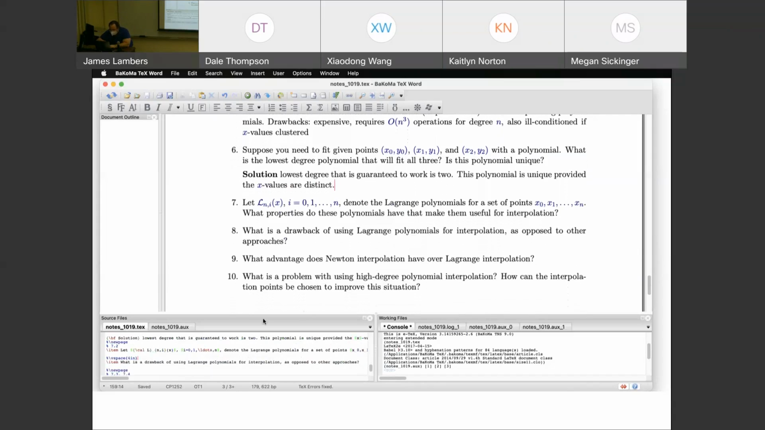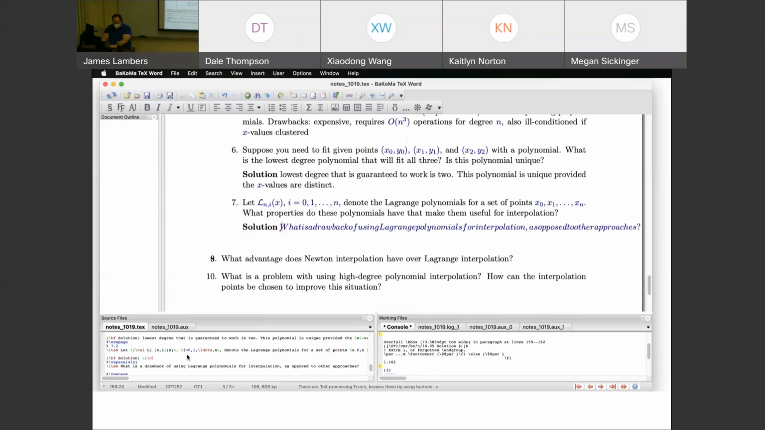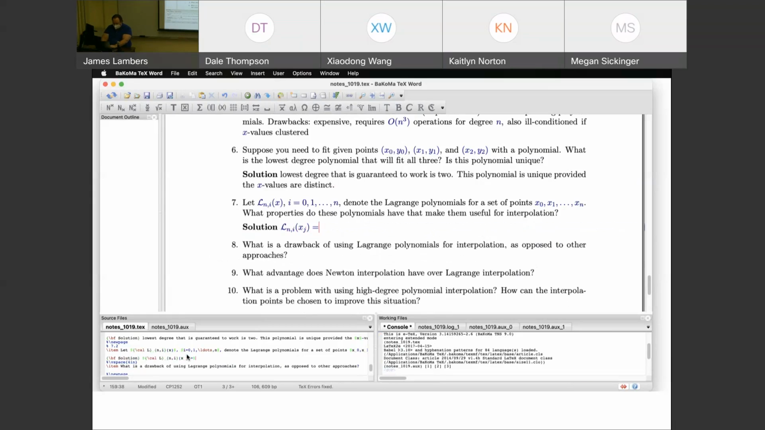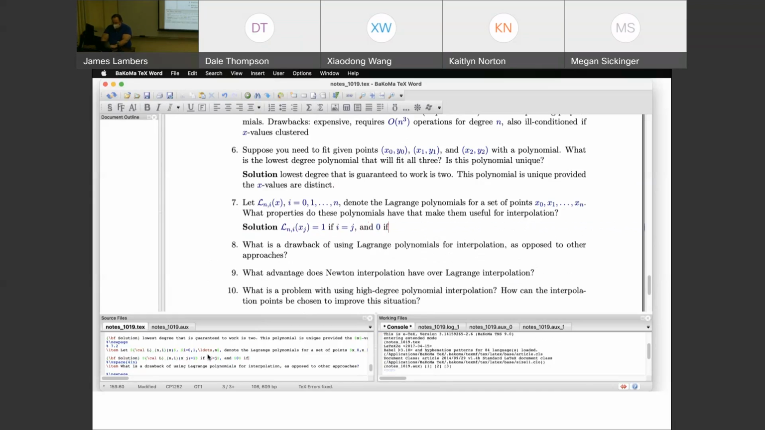All right, Lagrange polynomials. What are the properties they have that make them useful for interpolation? What are their values at the interpolation points? It's equal to 1 at the point where i equals j, and 0 otherwise. Because they have such a simple expression at the interpolation points, that makes it easy to get the interpolating polynomial in Lagrange form.